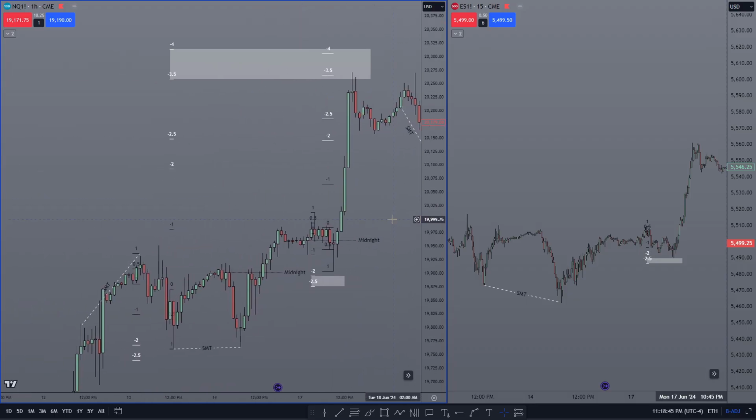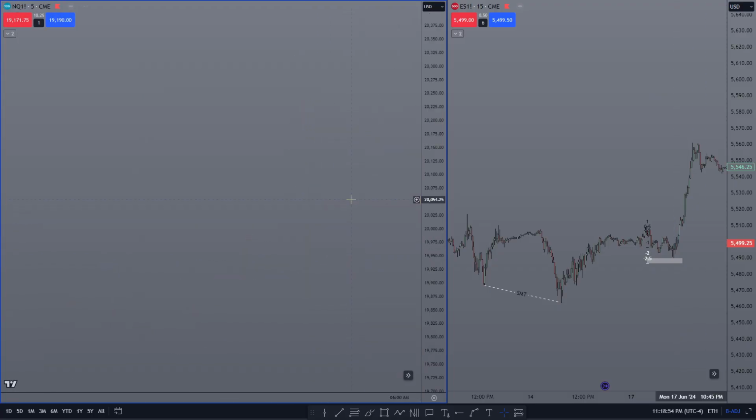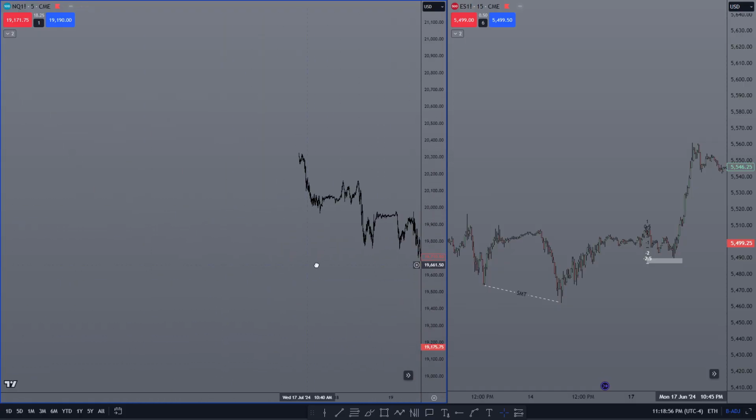Okay. And right here, you're probably like, well, we didn't reach this 2 to 2.5 projection to the downside. You're right, because this is a different type of SMT I'm introducing to you. Hold on, let me zoom back out to it.